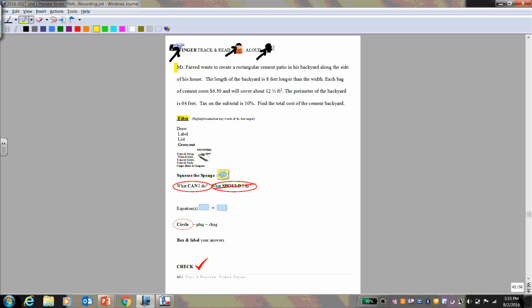So put your finger right there. I'm going to highlight, but your finger should be on the paper. Ready? We're going to read with 3 body parts: your finger on the paper, your eyeballs tracking, and your lips reading out loud. So read out loud with me with your finger tracking with my highlighter. It says, Mr. Fareed wants to create a rectangular cement patio in his backyard along the side of his house. The length of the backyard is 8 feet longer than the width.